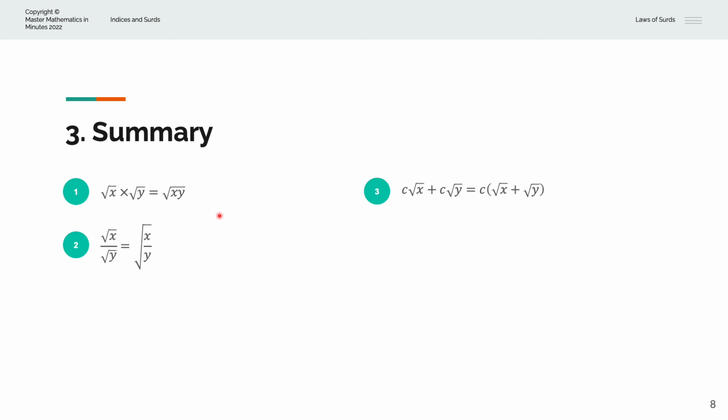And the third law is where we have a constant c times the square root of x plus c times the square root of y, and we're able to factorize the constant c outside of the brackets. And what's left in the brackets is the square root of x plus the square root of y. And the fourth law states that for a constant c times the square root of x, and a constant d times the square root of x, we're able to factorize the square root of x outside of the brackets. And what's left is c plus d inside the brackets.